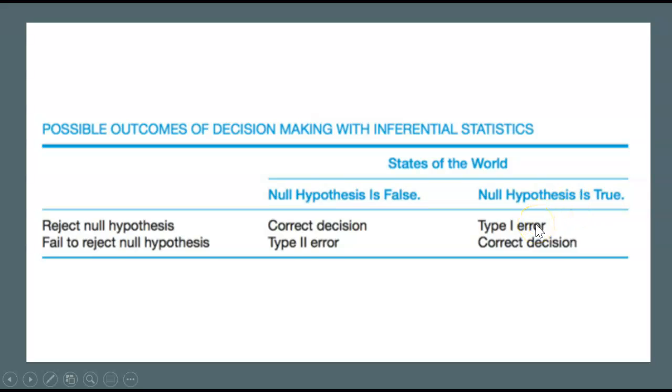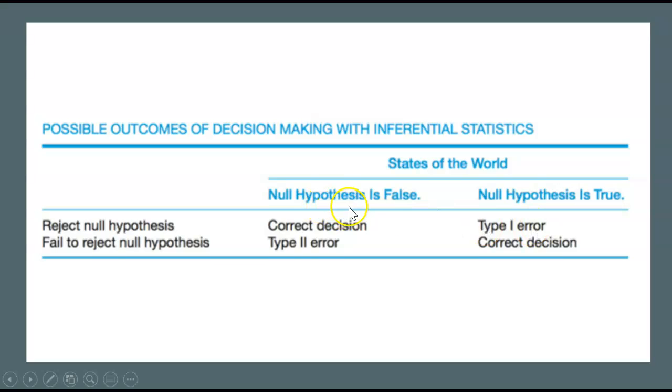What if an exact replication were done and you actually find that there is a difference? That would be a type 1 error. So in my current outcome, if the null hypothesis is true, and I declare that there were differences between the groups, I've made a type 1 error in that case.